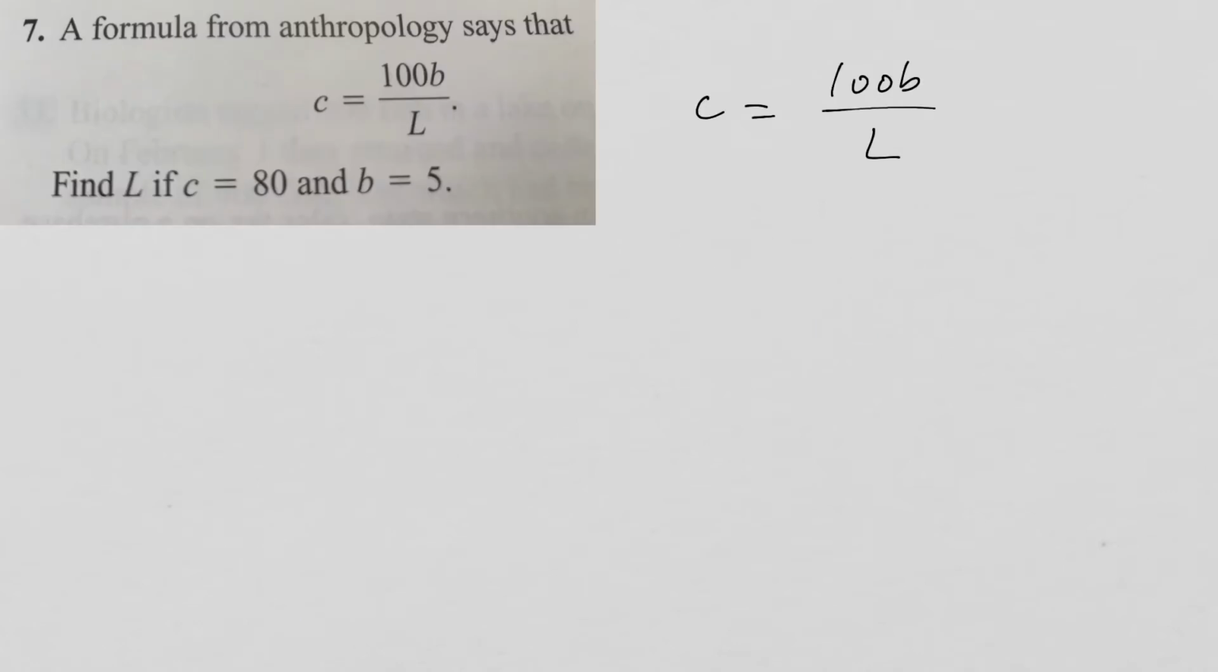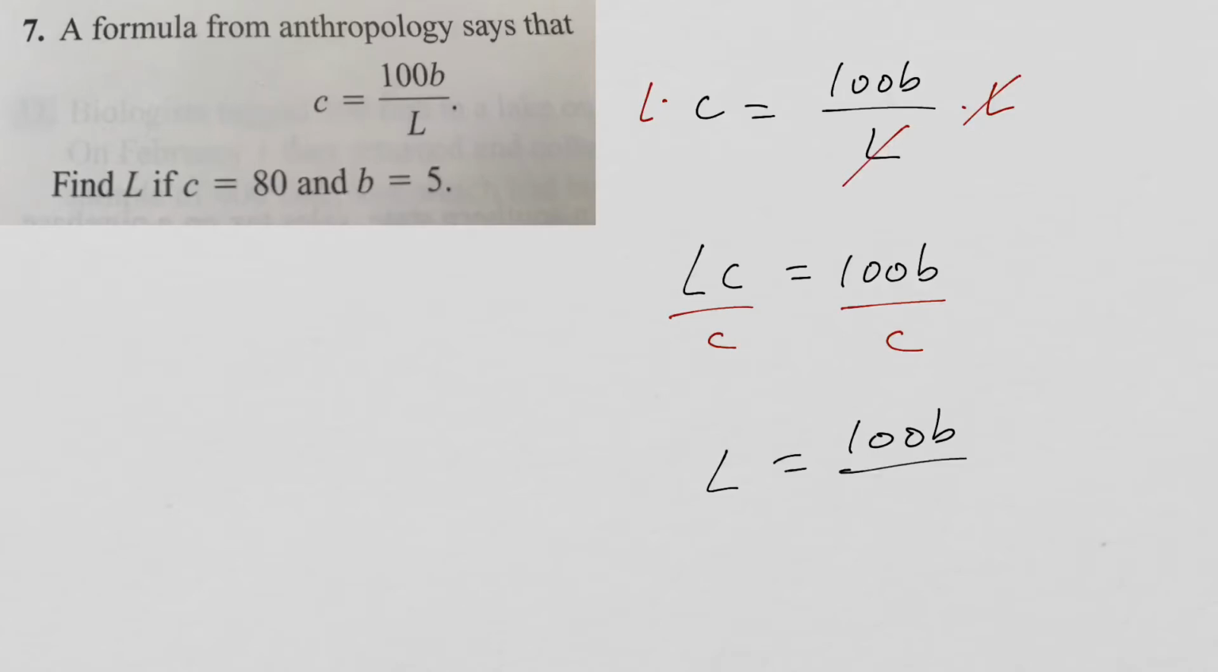Okay, I'm going to solve for L. So the first thing I'm going to do is clear my fraction. I'll multiply each side by L. They cancel over here. So I end up with LC or CL is equal to 100B. And then if I want to solve for L, I can divide each side by C. So L is equal to 100B over C.